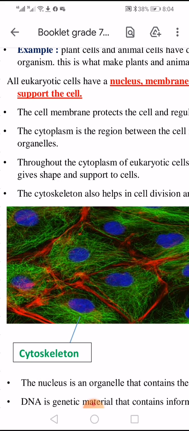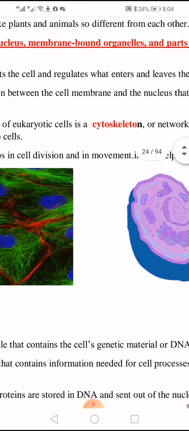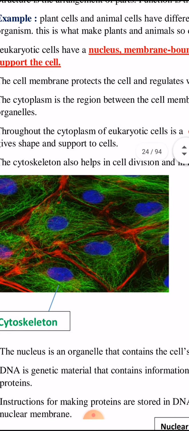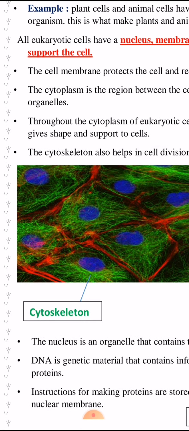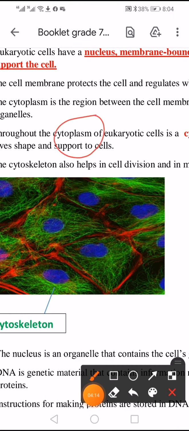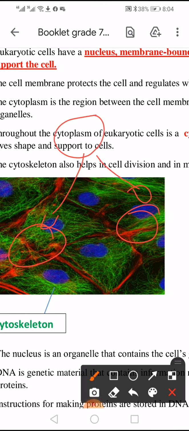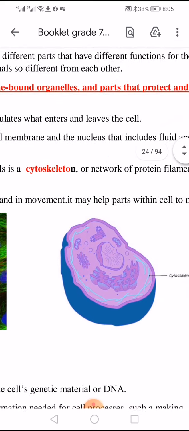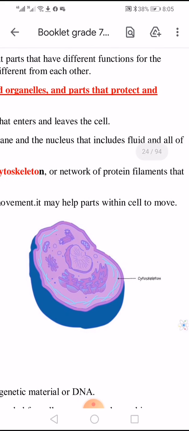The cytoskeleton also helps in cell division and in movement. It may help parts within the cell to move. So the cytoskeleton has another function: it helps in cell division. When a cell divides into two cells, the cytoskeleton helps with this division and with the movement of material inside a cell.